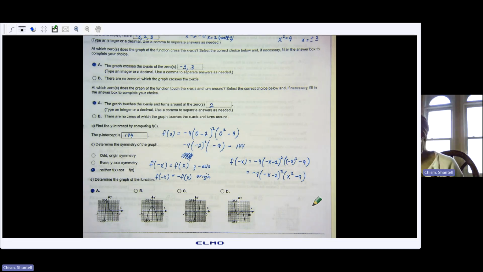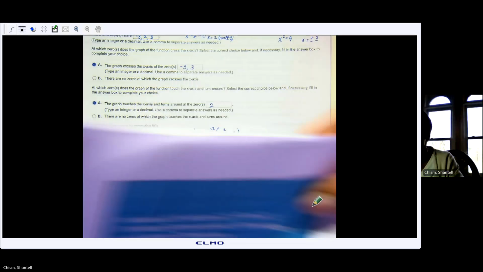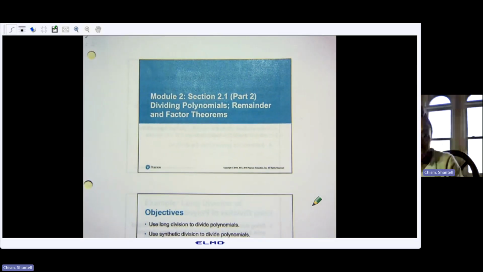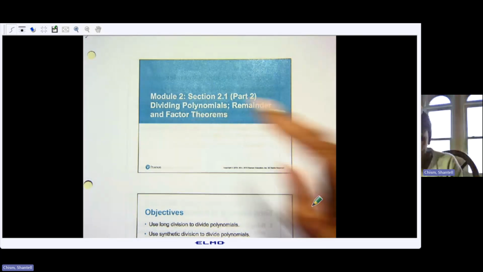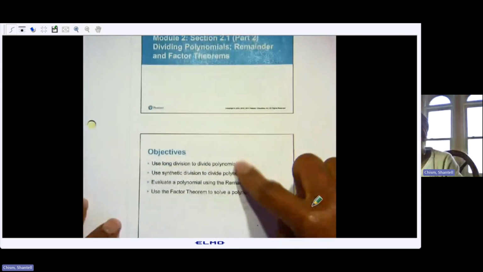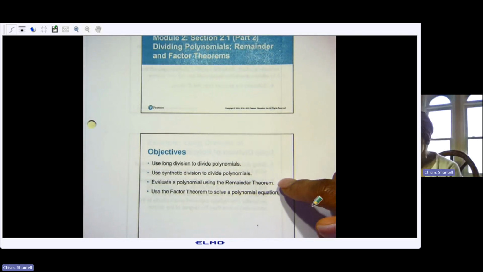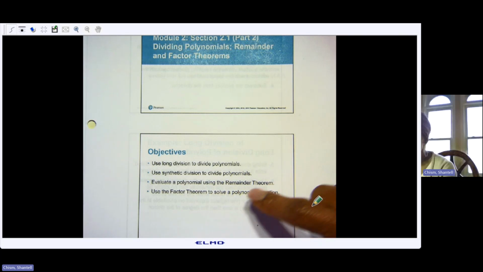Okay. Now we're going to look at the second part of the topics of the discussion. And I'm going to get the notes out. Second part. And this is, again, still 2.1, but it's part 2. And this is where we're looking at dividing polynomials. We're going to look at 2 methods, long division and synthetic. And then we also have the remainder and factor theorems. So just a few objectives: using long division, using synthetic division. We'll evaluate using the remainder theorem, and we'll use the factor theorem to solve.